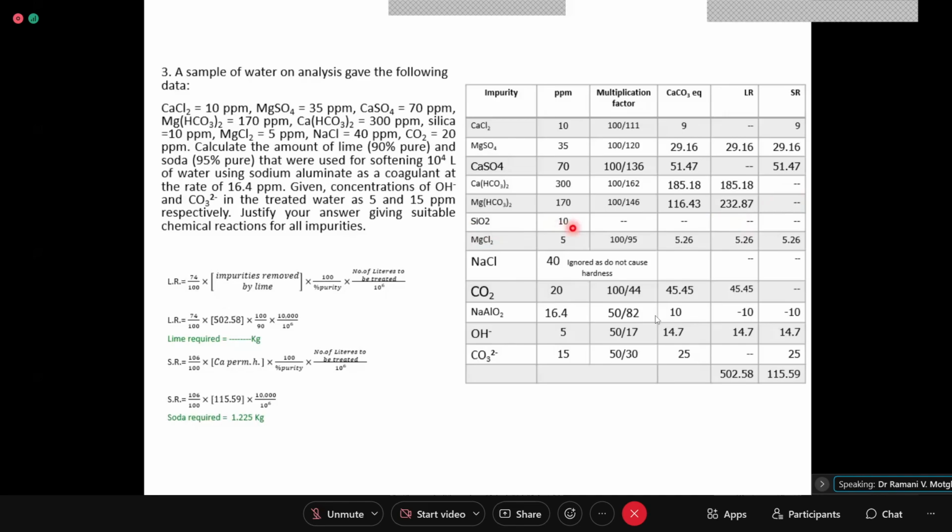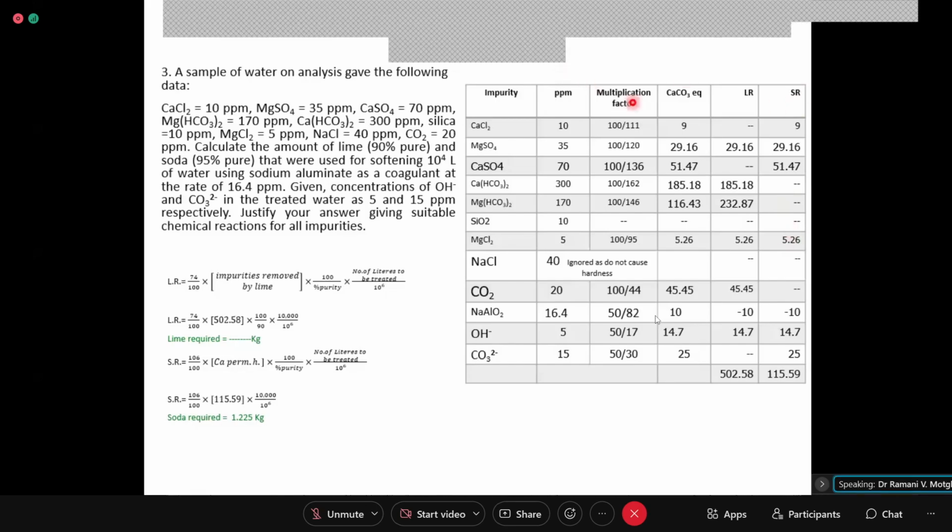Then silica is like the suspended matter. It will precipitate out by itself. So here you don't have anything. So magnesium chloride is magnesium permanent hardness. 5 into 100 by 95. 5.26 is the CaCO3 equivalent. So this requires lime for its removal, but magnesium permanent incorporates calcium permanent, which uses soda also for its removal. You can write the reactions of that.